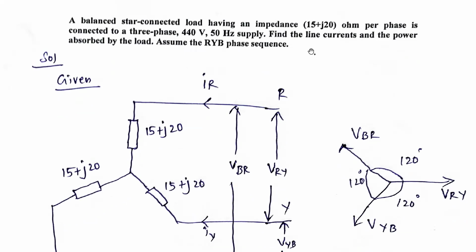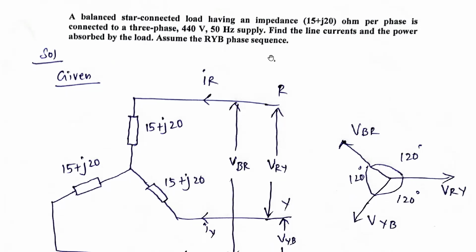Very good morning. Today we are going to solve a problem in a star connected network which is connected to an AC supply. Take down this: a balanced star connected load having an impedance of 15 plus j20 ohms per phase is connected to a three phase 440 volts 50 hertz AC supply. Find the line currents and the power absorbed by the load. Assume the RYB phase sequence.